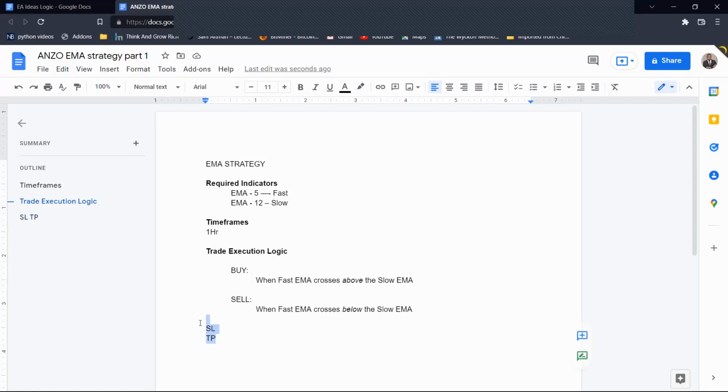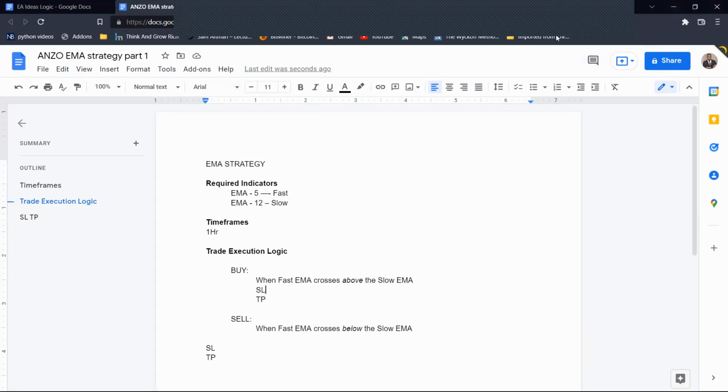The simplest way would just be to put hard coded stop loss, so our TP and SL will just have hardcoded values attached to them. However, what we're going to do instead is make our stop loss and TP flexible, right?